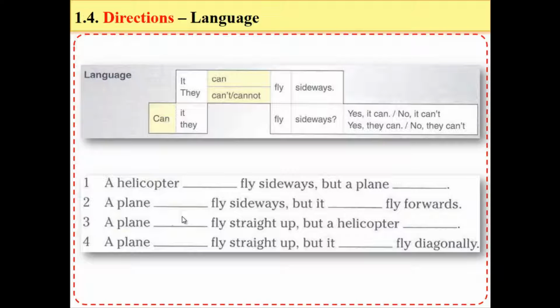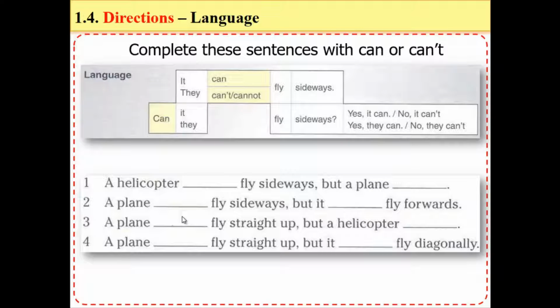In the language, you learn about sentences like this. It can't fly sideways. They can or cannot fly sideways. Can it fly sideways? Can they fly sideways? Then the answer: yes, it can, or no, it can't. Yes, they can, or no, they can't. And we have to work on the homework.